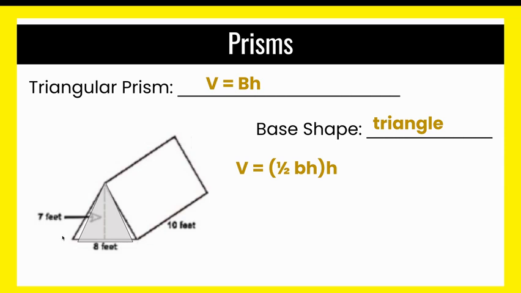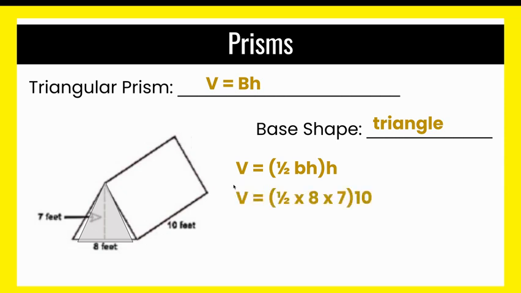Well, the little base is down here with our 8 feet because that's the base of the triangle. Then the height of the triangle is 7 feet. And then the height of the whole shape is 10 feet. So if I tilted this upwards to where the triangle was on the bottom, this 10 feet would actually be the height of the shape.